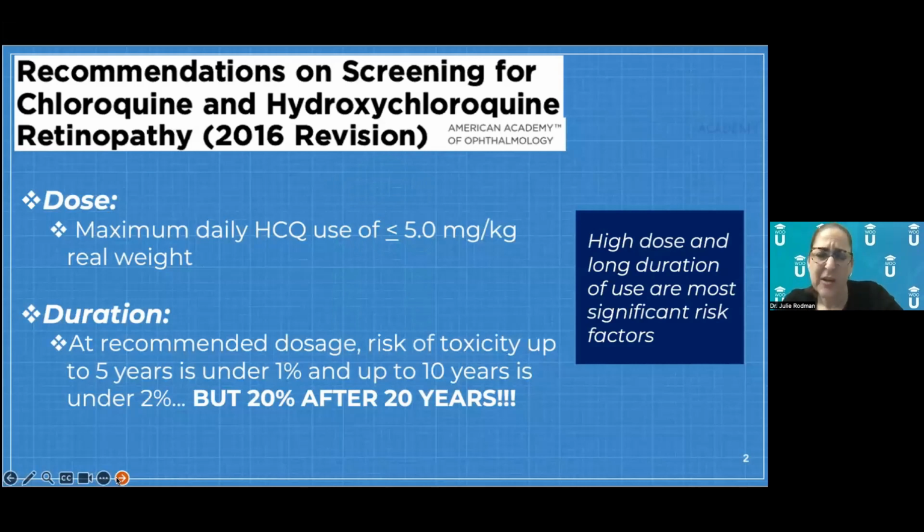And I'm going to show you how to look at that in just a minute. And the second thing is the duration. Obviously, the longer the patient's on the medication, the bigger the risk of developing toxicity is going to be. If you look at a patient that's only been on it for up to 5 years, the risk of toxicity is actually less than 1%. And that number goes up to 20% after 20 years. So again, remember to always look at dose and to look at duration.